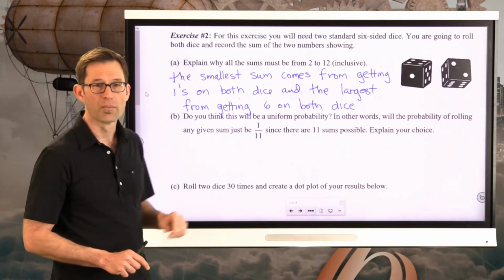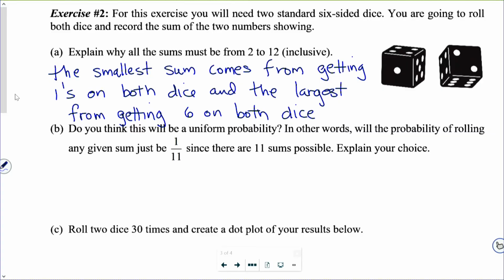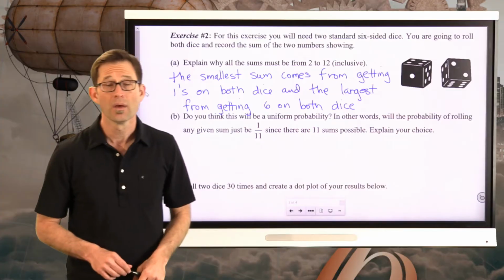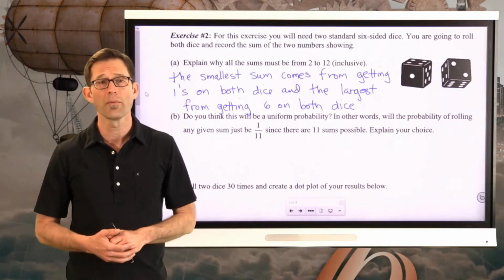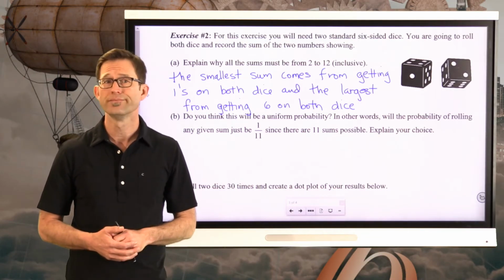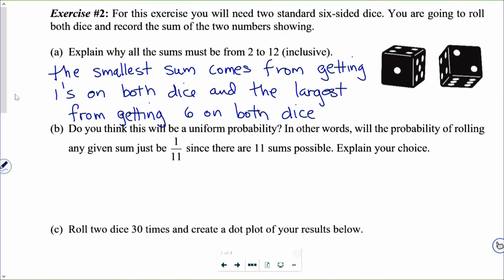So let's take a look at letter B. Do you think this will be a uniform probability? In other words, will the probability of rolling any given sum just be 1/11th since there are 11 sums possible? Explain your choice. Well, I want you to just think about this a little bit. Do you think it would be a uniform probability or not? Pause the video.